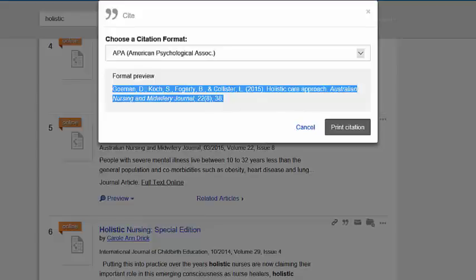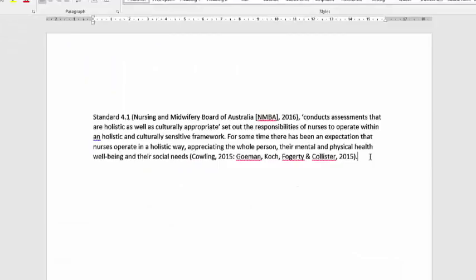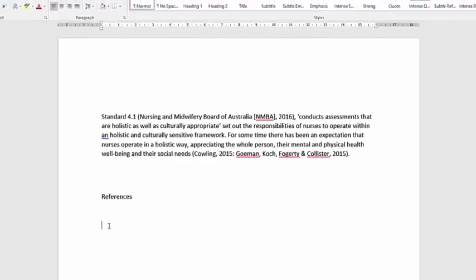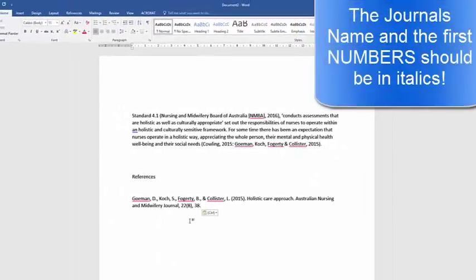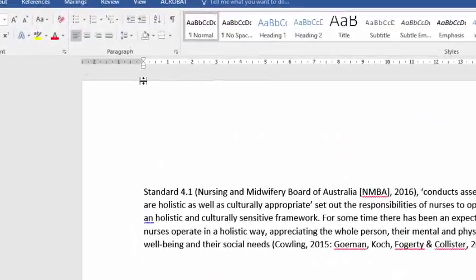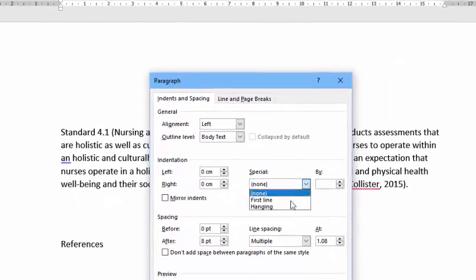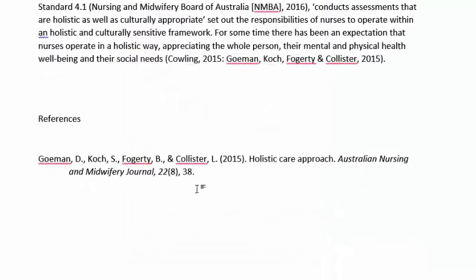Control C to copy, and we can put this down here. I'll create some space now. And I'll just paste it in just as the words, and I know the nursing journal words and the first letter should be in italics, and I know also to indent, so put the cursor there, paragraph, indentation, hanging. Okay, so that's the first reference in for this reference here.